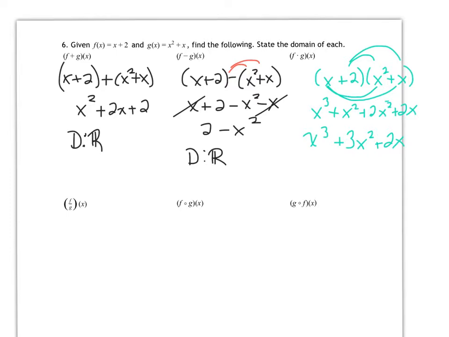And again, this is just a regular polynomial, so there are no problems with this one, so the domain would still be all real numbers.